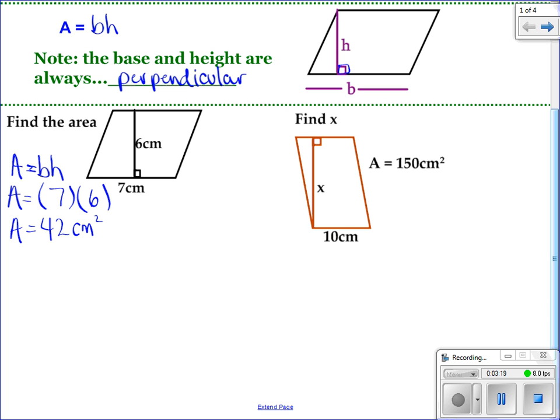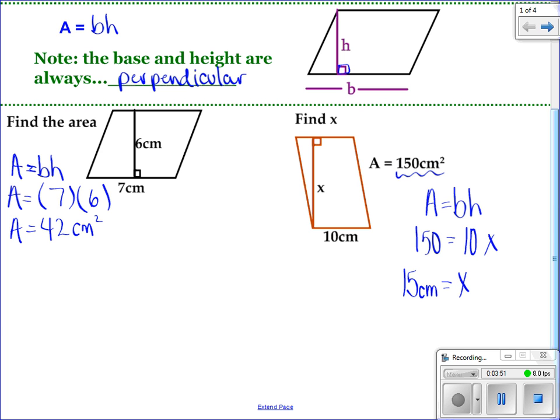All right, this next problem is a working backwards problem. You still need to start by writing the formula. This shape is area equals base times height. We're going to put in what we know, same next step. On this one, we happen to know A, so we have to put that in for A, the area. We also know the base, and then the height is X. Okay, divide both sides by 10, and we get our answer.